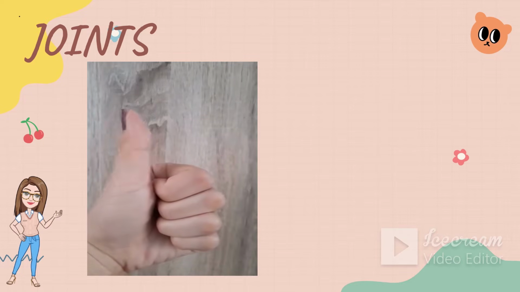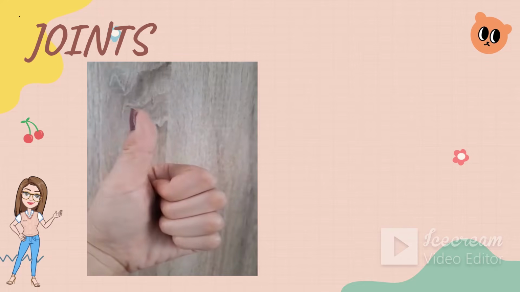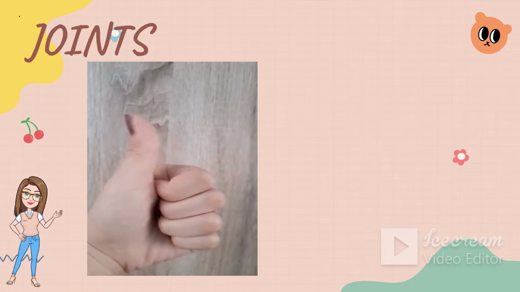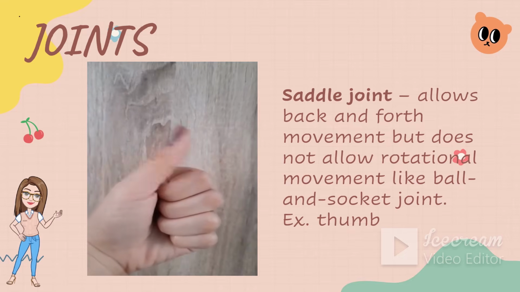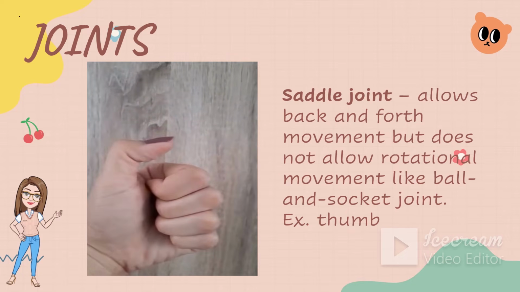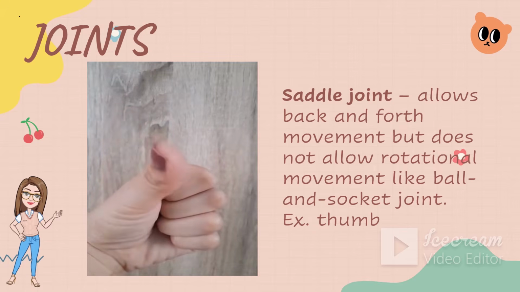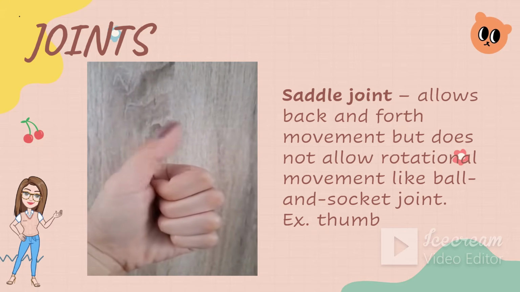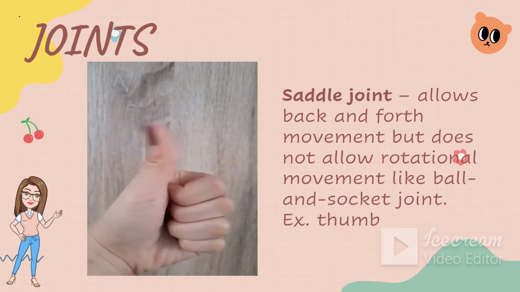Wiggle your thumb. It can tilt in many directions. This is because it is connected to the hand through a saddle joint. The joint allows back and forth motion as well as up and down movement, but does not allow rotational movement like in a ball and socket joint.